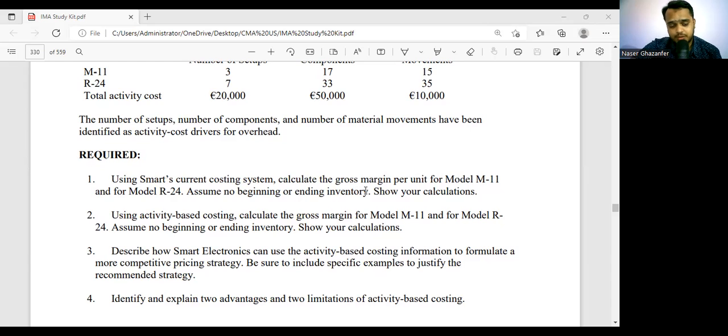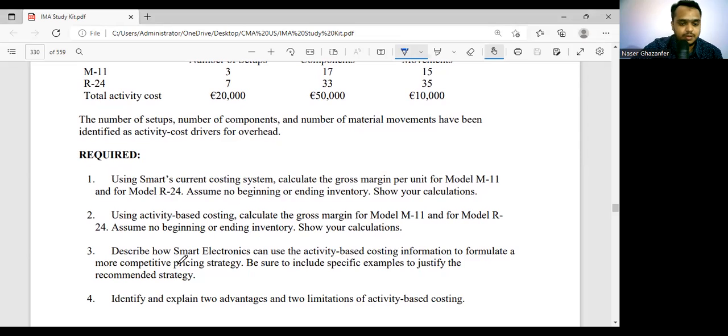Show your calculations. तो सबसे पहले हमको मालूम करना है ग्रॉस मार्जिन. ओके. फिर we have to find out the gross margin using activity based costing. Okay, previously it was normal costing, means the before costing method. Now it is activity based costing. Calculate the gross margin for model M11 and model R24. So it is the same. Assume no beginning or ending inventory.